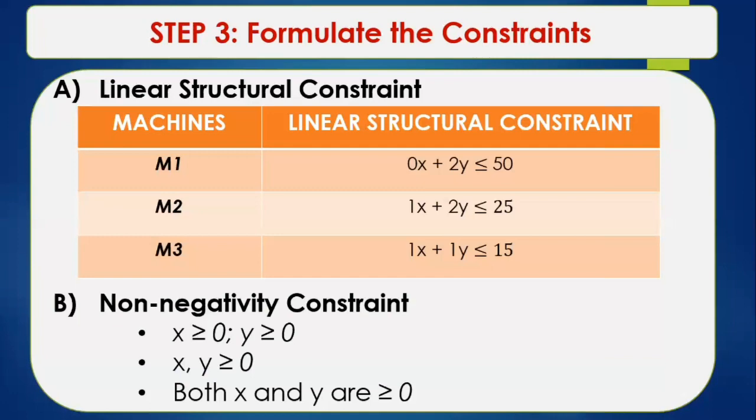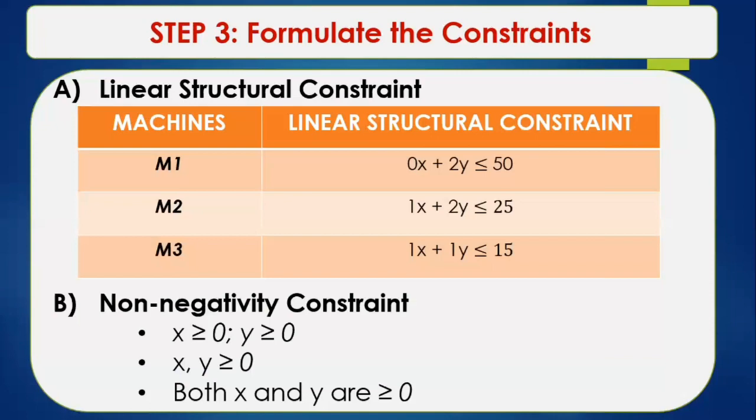On the other hand, if you decide to produce or manufacture any amount of products X and Y, the quantity of your products would be greater than 0. So that is where the non-negativity constraint comes in. Our non-negativity constraint should be written as X is greater than or equal to 0, Y is greater than or equal to 0, or it can also be written as X and Y greater than or equal to 0, or both X and Y are greater than or equal to 0.